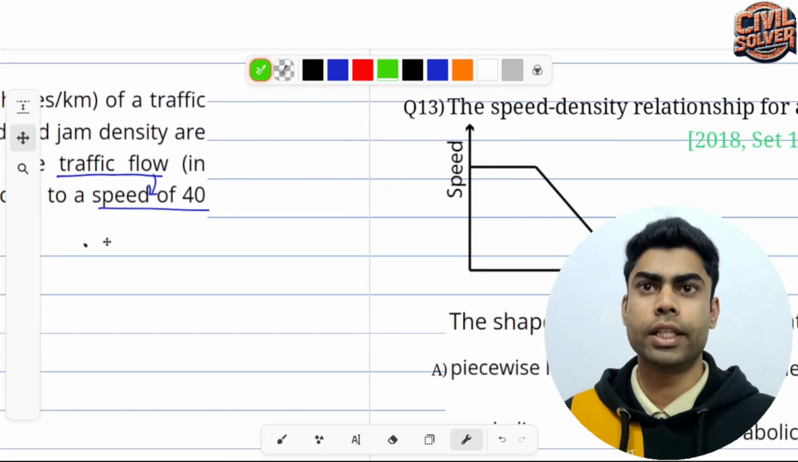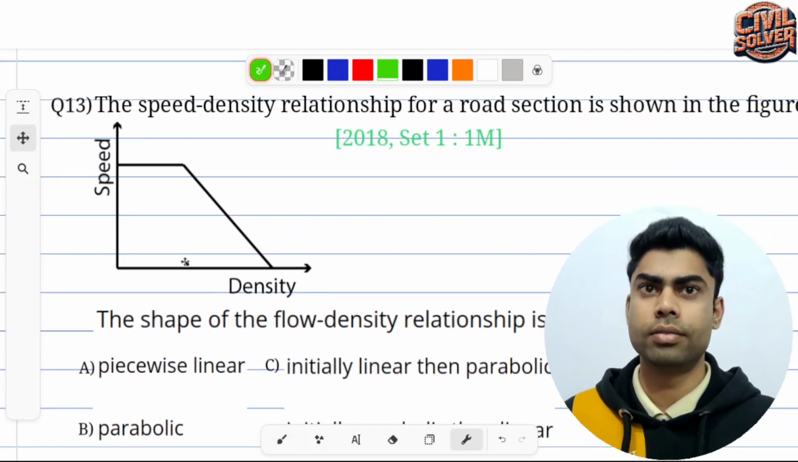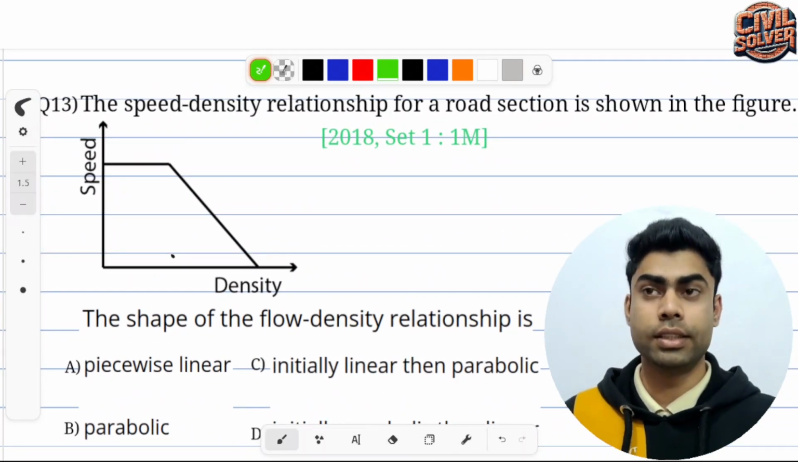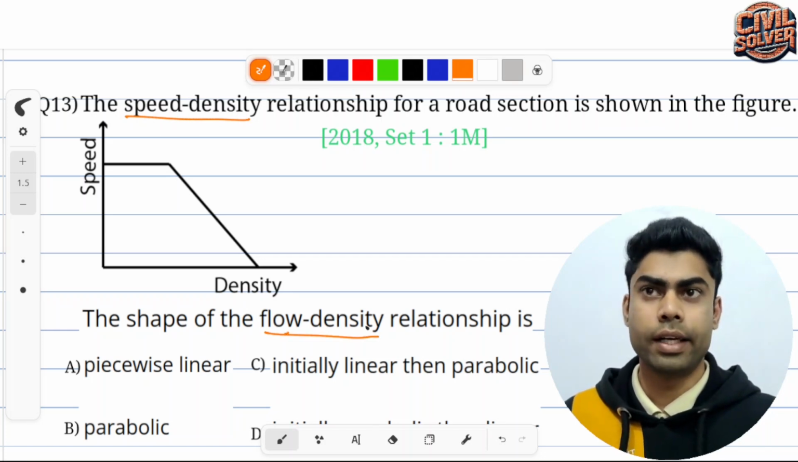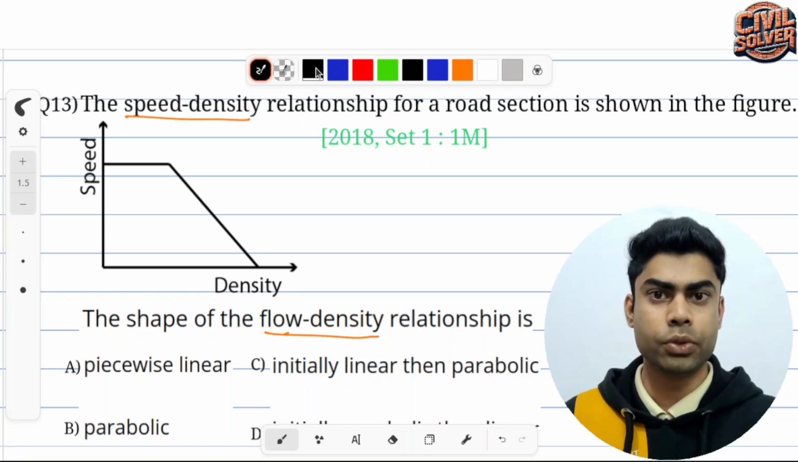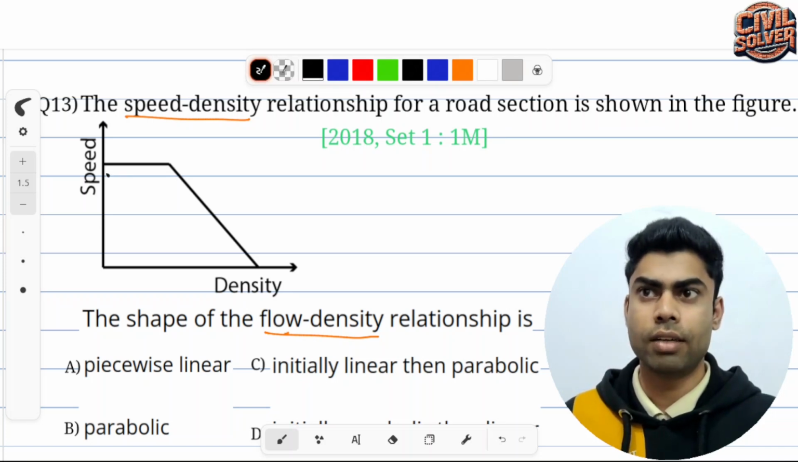Now moving on to the next question, we have this question number 13. Yes guys, this is the question I was talking about, that this question is simply the inverse of question number 8, which we already solved, and it is again the graphical question. They gave us the speed density relationship and they are asking for the flow density relationship. Okay, so again I will use the same approach which I used in question number 8. I will divide this graph into 2 portions. First is AB, second is BC, and then we will analyze both these portions separately.